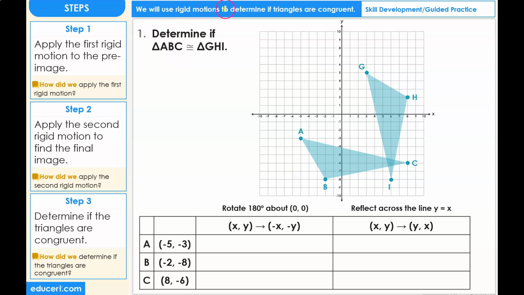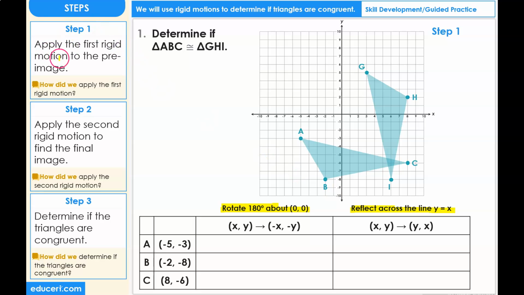Let's use rigid motions to determine if triangles are congruent. Number 1. Determine if triangle ABC and triangle GHI are congruent. We are going to check if these two triangles are congruent using these two rigid motions below. We're going to rotate and then we are going to reflect.